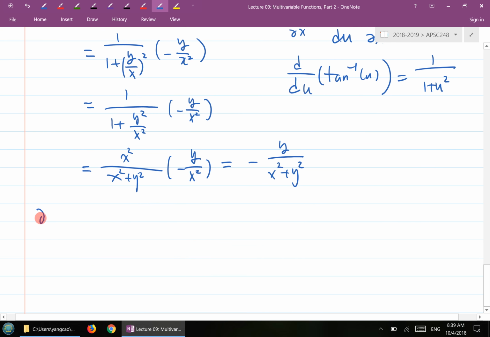Okay, so now we carry to the next level. Calculating the second order partial derivative. What this basically means is we calculate another partial derivative with respect to x using the results from the previous step.